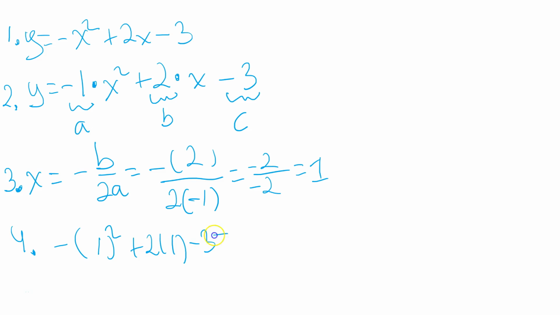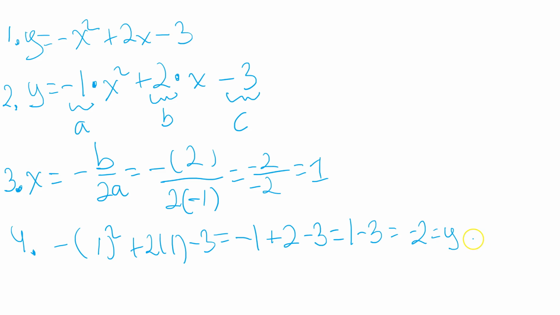So this is now the following. Negative 1 on the outside. So you square the 1. You're going to have 1 squared times the negative 1 on the outside. So that's negative 1. Then you're going to have 2 times 1, which is 2. Then you're going to have minus 3. Then you simplify that. Negative 1 plus 2 is positive 1. 1 minus 3 is negative 2. And this becomes the y-coordinate of the vertex.